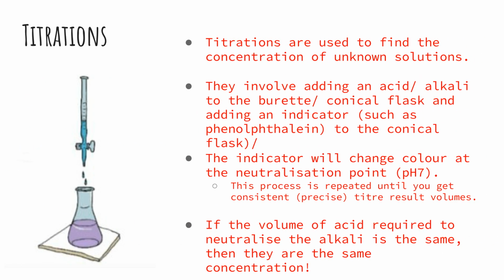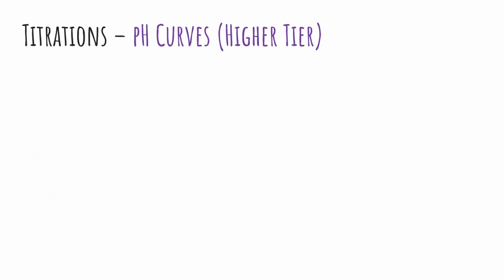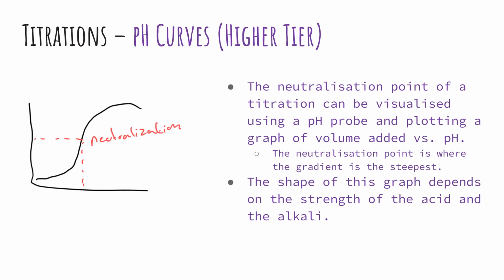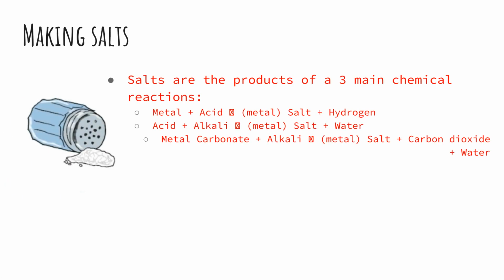Titrations determine unknown solution concentrations by neutralizing an acid or alkali using a known solution and an indicator. Consistent titer results are needed for precision. For higher tier, pH curves visualize the neutralization point of a titration. The steepest gradient indicates the neutralization point, and the shape depends on the acid and alkali strength. Salts are formed through 3 main reactions: metal plus acid, acid plus alkali, and metal carbonate plus alkali. Each reaction produces a different set of products.